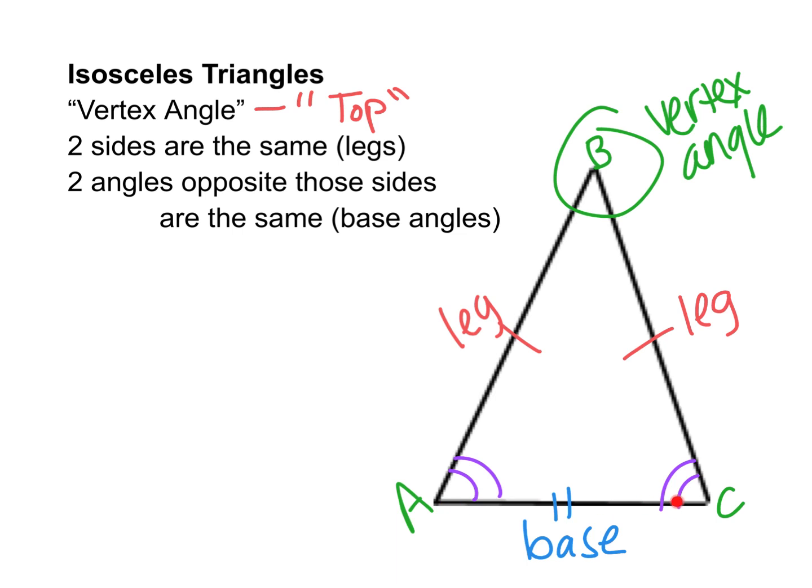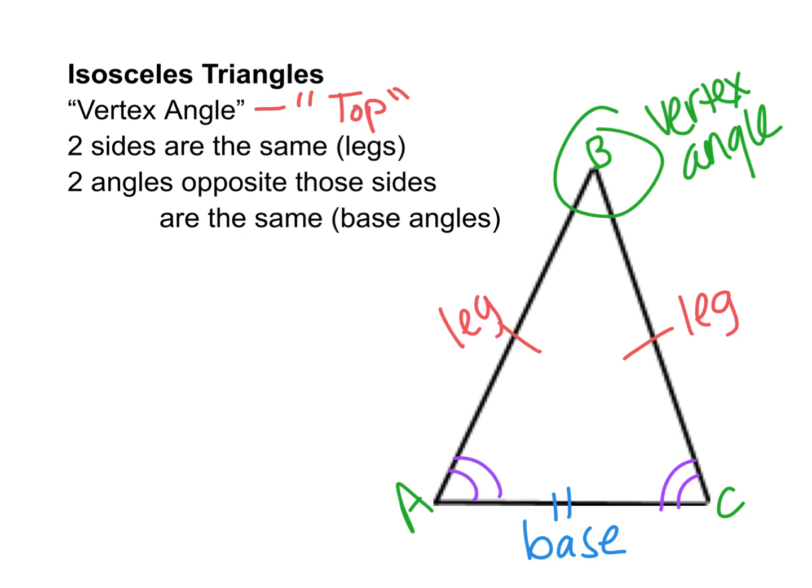So this is the base side. It's not uncommon to call the bottom part of a triangle its base. Specifically in an isosceles triangle, it's the side that's not the same measure. So I've got two legs and a base. Since the base is the bottom, these are called base angles. These base angles are congruent. These side lengths are congruent.